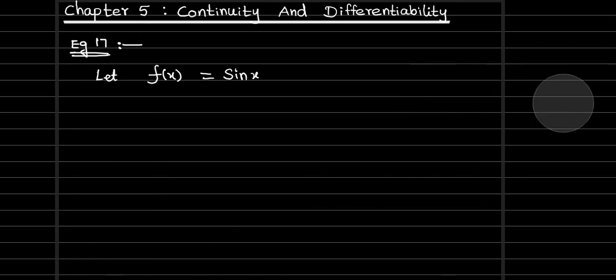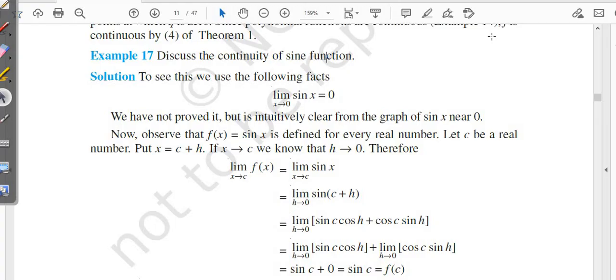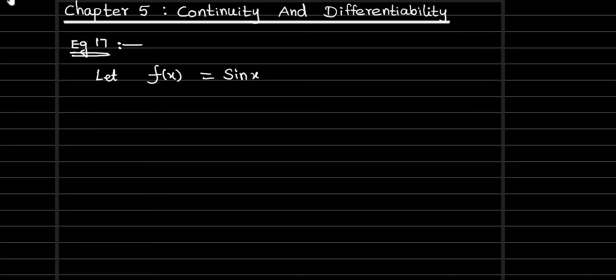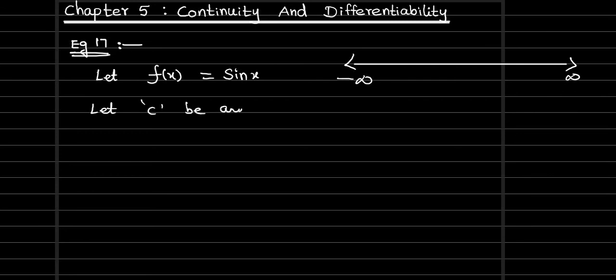Even though in the question they're asking us to discuss the continuity of sine function, at which point we need to test is not given. So we need to check the continuity of the function throughout the real line. Throughout the real line, we have infinite real numbers, not one or two. So we are going to have a common name. Let small c be any real number.